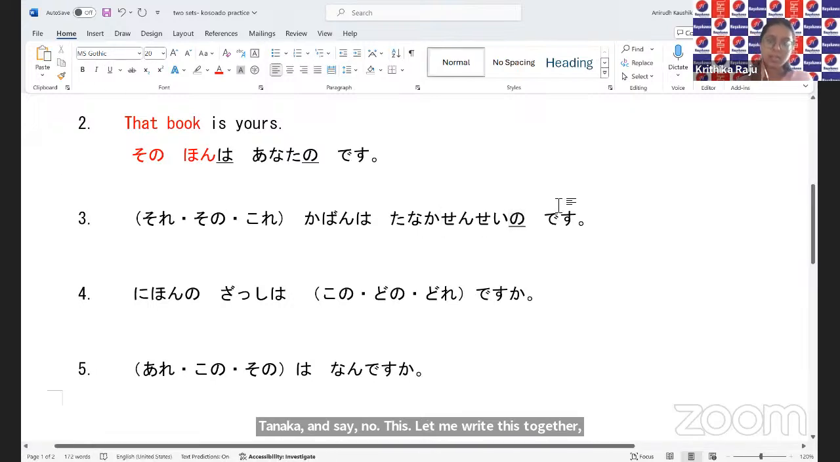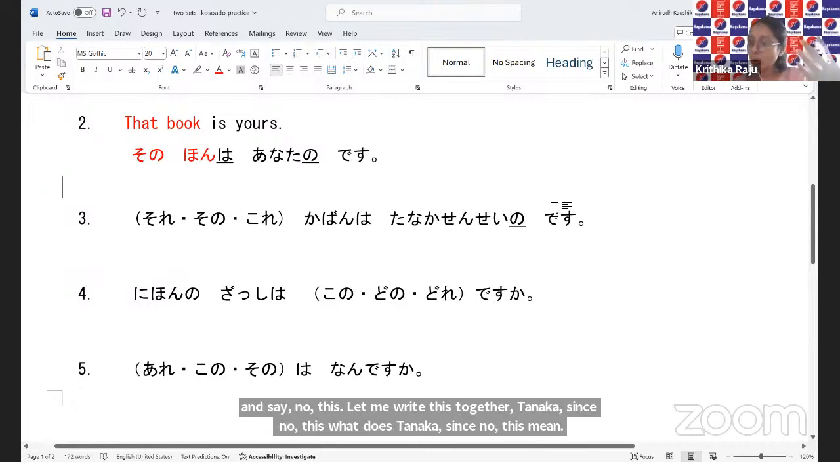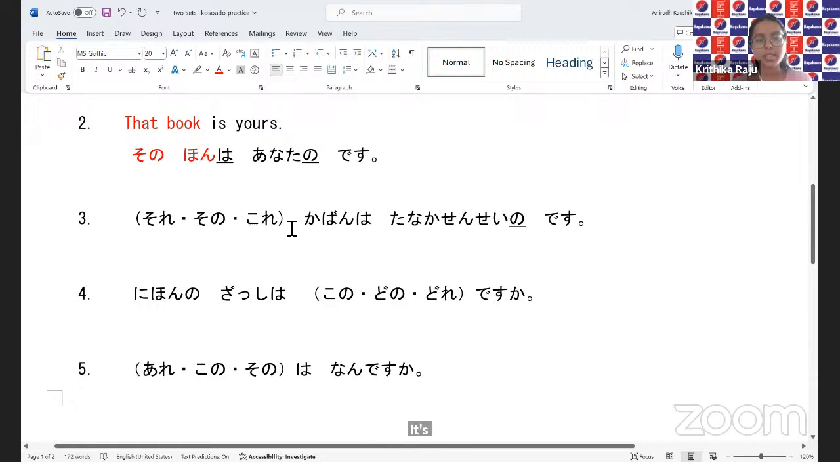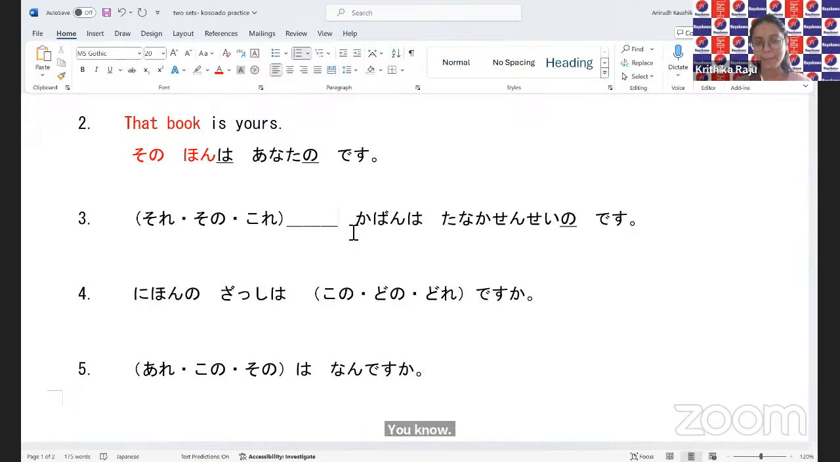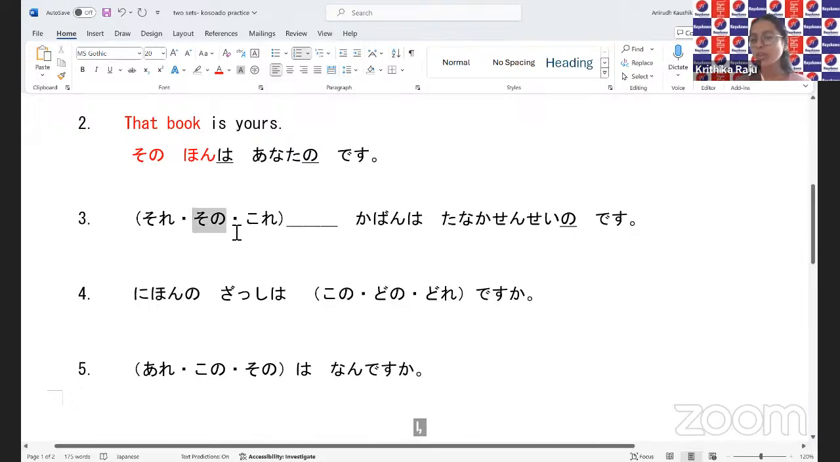Of Tanaka teacher. Yes, belongs to. It's hers, possession of, right? Okay, so what is the correct answer in the blank? What should come in the beginning of the sentence? First option. Think again. Sono. Sono, right?